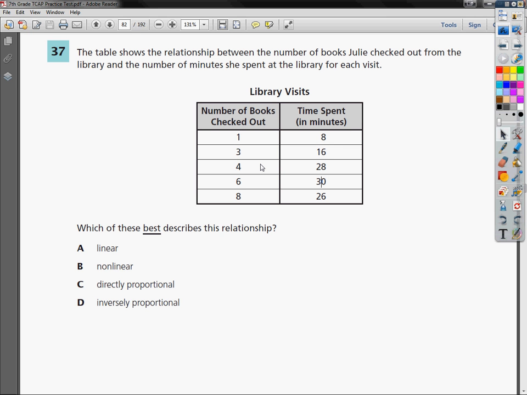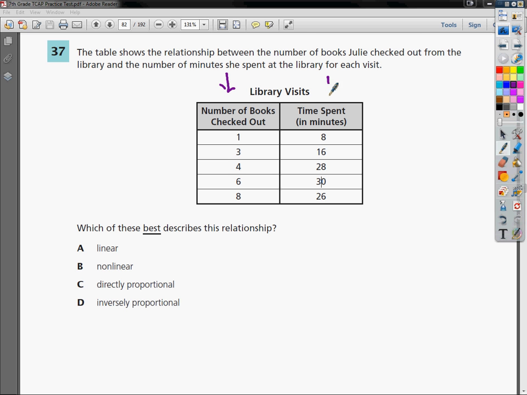All right, this is the 7th grade TCAP practice test, the math section, question number 37. The table shows the relationship between the number of books Julie checked out from the library, which is in the first column here. This is the number of books she checked out. And then the time spent at the library for each visit.